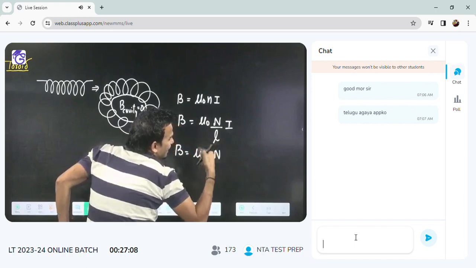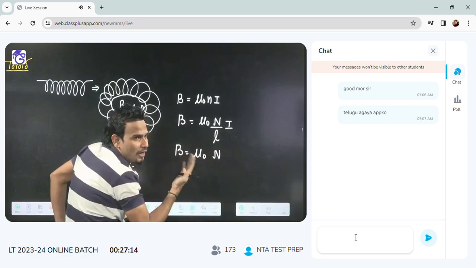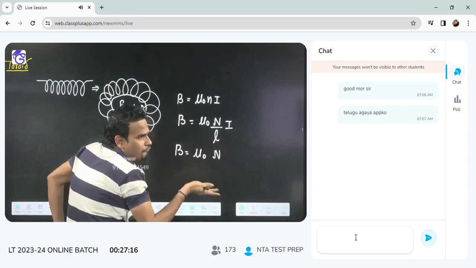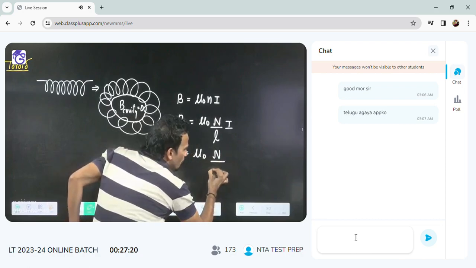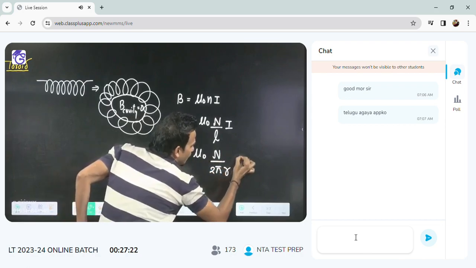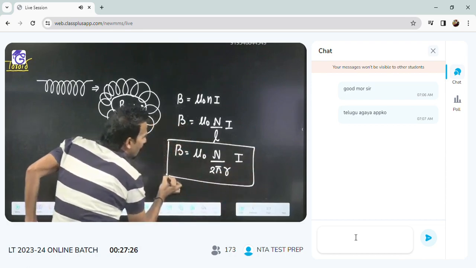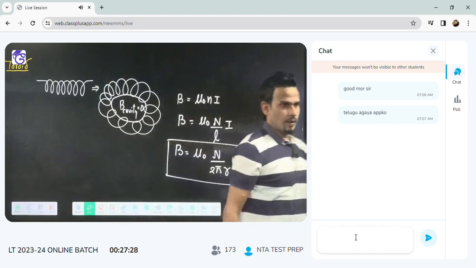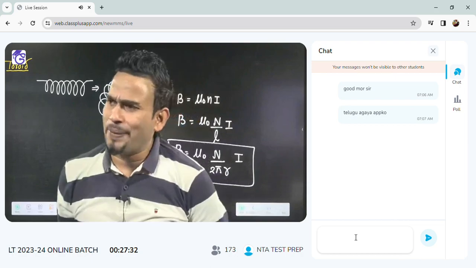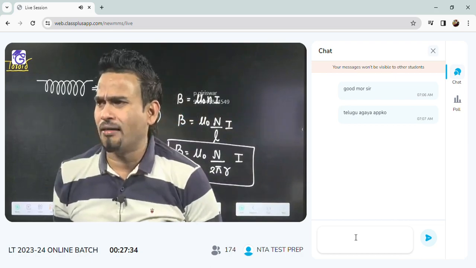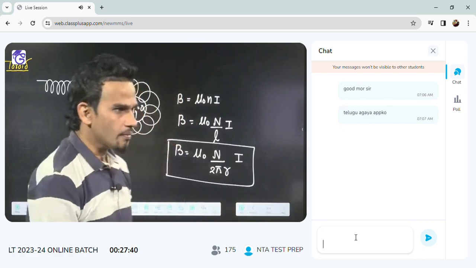What will be the length of a circle, sir? The shape is circular, so what will the length be? It will be equal to the circumference, the perimeter. That is 2 pi r into I. So this is the final result that we use for the magnetic field of a toroid. Same formula, don't think of any new formula. Since its shape is circular, I have to take the length of the circle as 2 pi r.